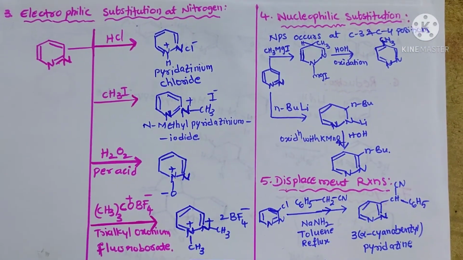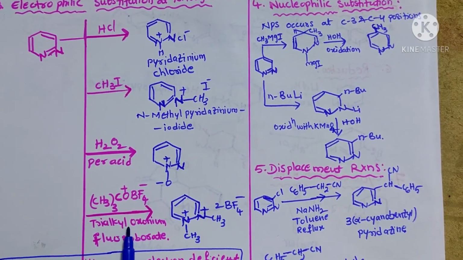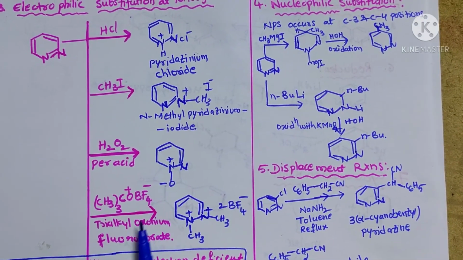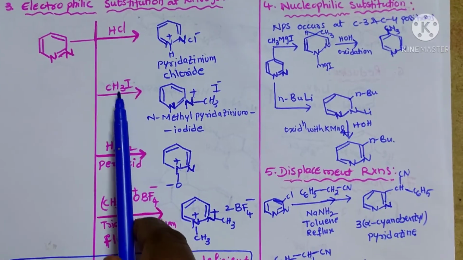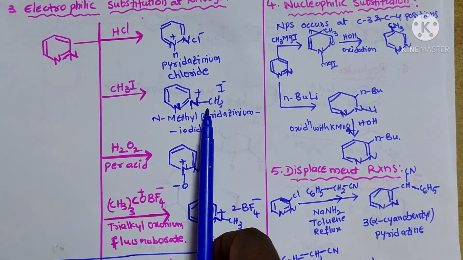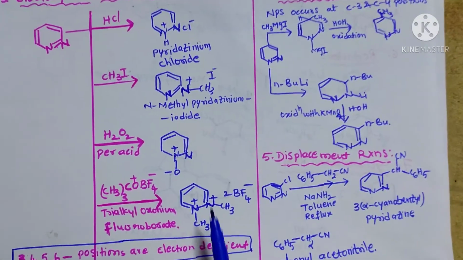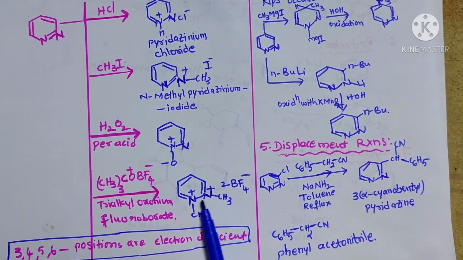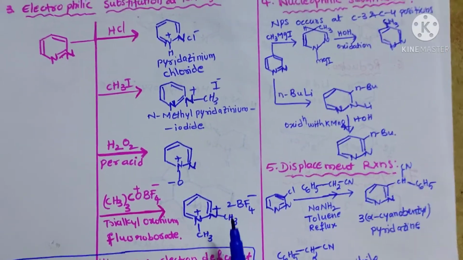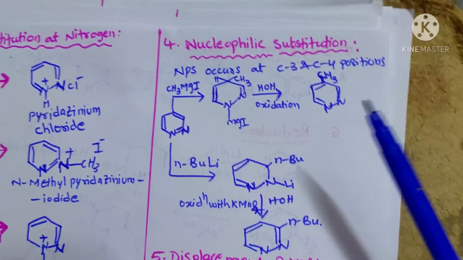And this is trialkyl oxonium fluoroborate, and look, when it is treated with the methyl, only one methyl group is substituted, only one nitrogen will be substituted with the methyl group. But here two methyl groups are substituted on the two nitrogen atoms. So here two nitrogen atoms are quaternized. Now we go for the nucleophilic substitution reactions.